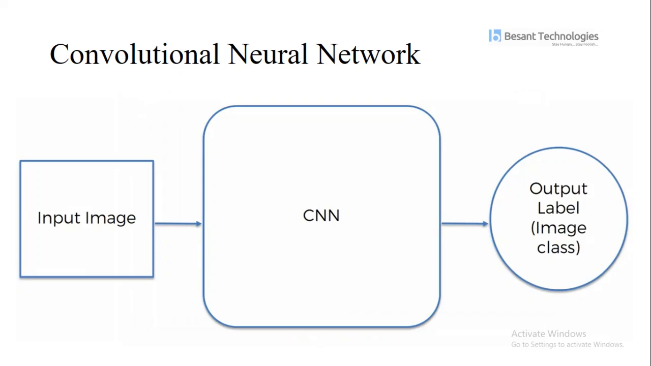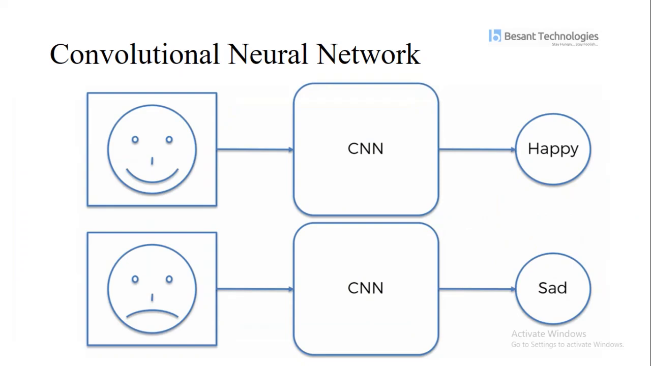So how does the convolutional neural network work? We have an input image, and we give this input image to this CNN, that's nothing but our convolutional neural network. This convolutional neural network will convert our image class to the output label. This is the basic layout of our convolutional neural network. Now these are two smileys which we are going to give to our neural network.